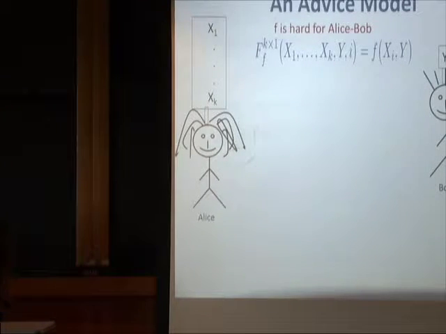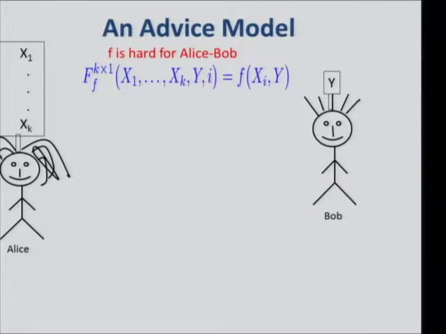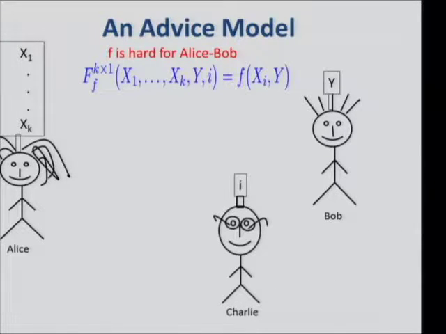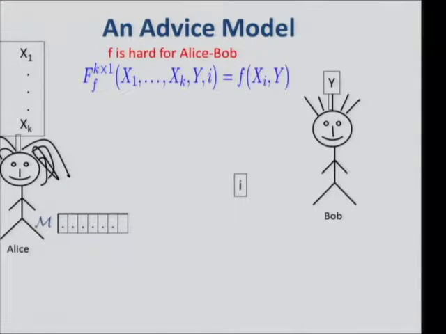So given any function f, I can define a new function in this way. And, well, where is I? Well, I is on the forehead of a new player called Charlie. So I is not seen by Charlie, but I is accessible to both Alice and Bob. And the idea is that Charlie, who sees X and Y, gives an advice privately to Alice. Okay, this advice is a private advice that goes to Alice, and I'll tell you in a moment why it has to be private. So Charlie gives this advice, and then he bolts from the game.